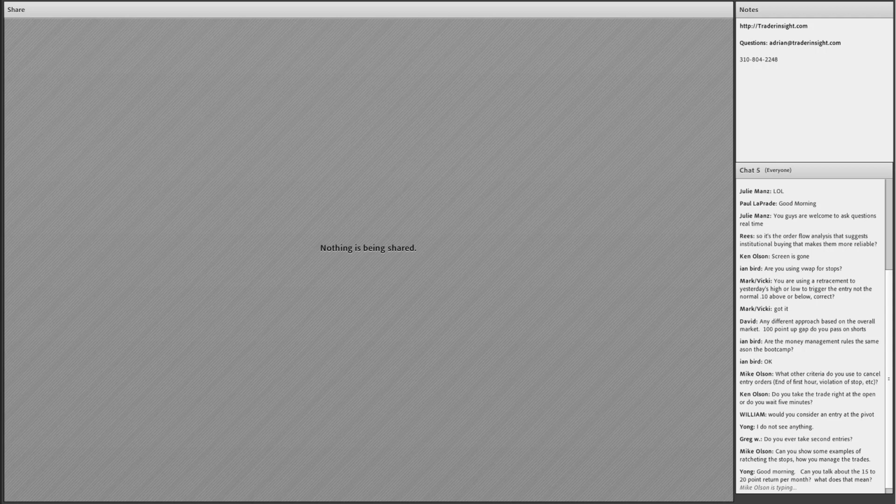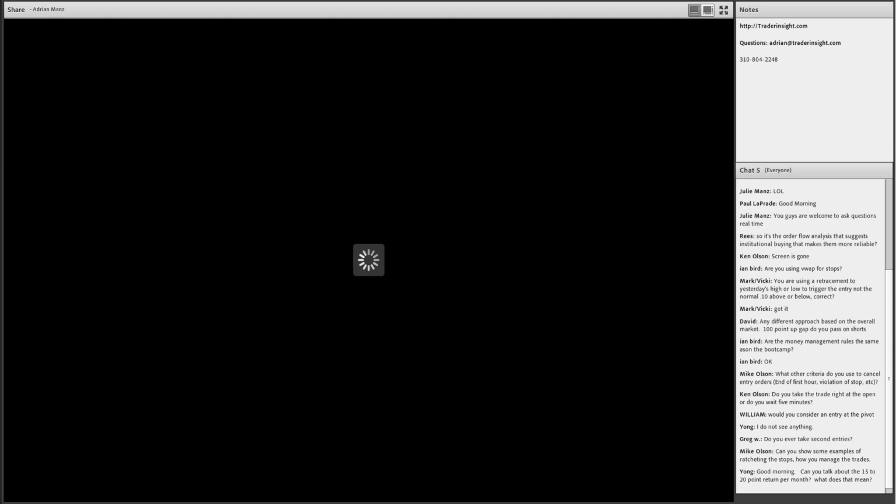Okay, so ratcheting stops, and the return that it's doing. Well, let's take a look at both, I guess. Screen share going again.